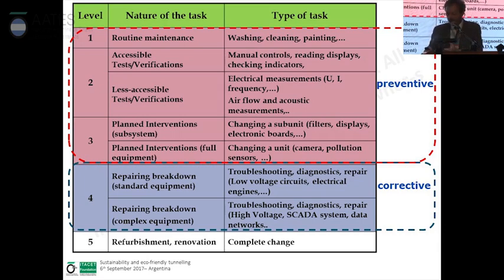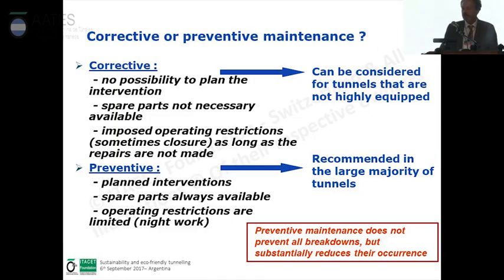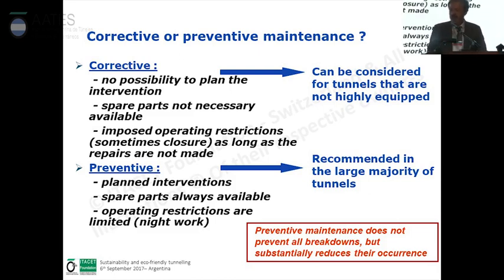They can do, I can control, I can check everything as in the preventive program. Number 4 is corrective maintenance, because it is repairing a breakdown in very standard equipment or complex equipment. And number 5 is more complicated. So I already explained corrective and preventive maintenance.